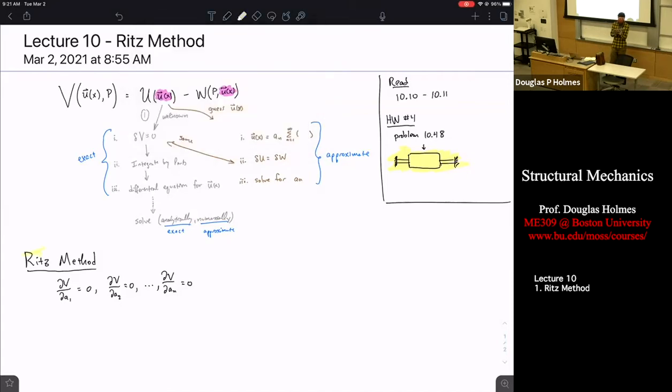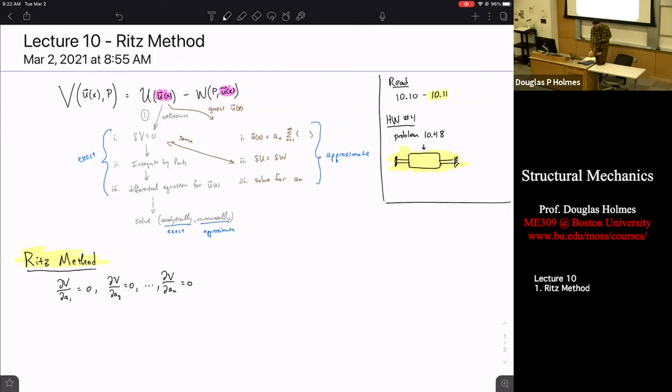It'll show up in your book as the Rayleigh-Ritz method, which is this chapter. But it's really just saying, you know how to write down total potential energy. You're going to make a guess. And then for however many different unknown coefficients you have in your system, you take derivatives and set them equal to 0.